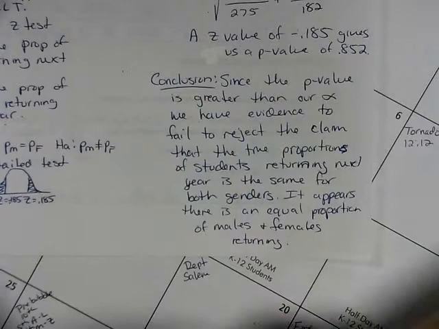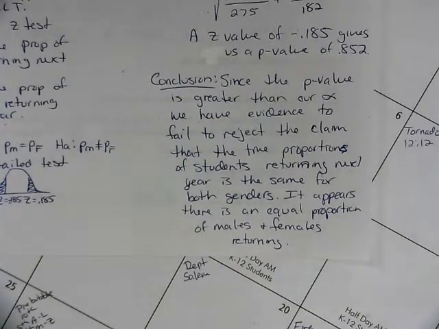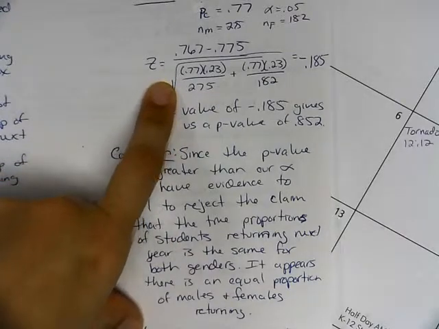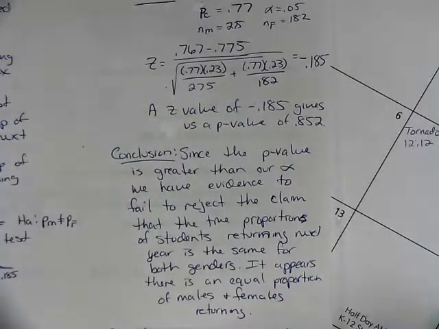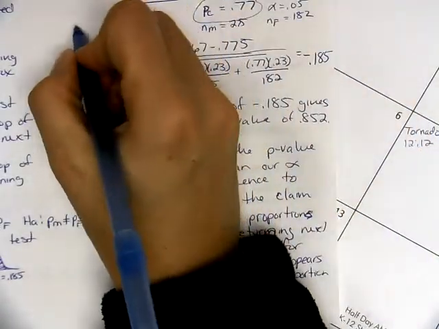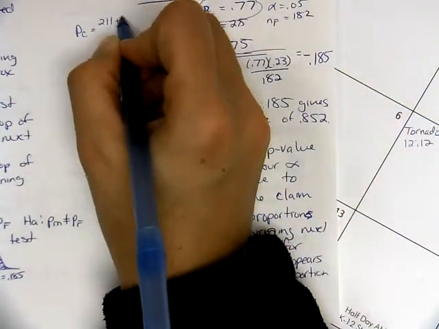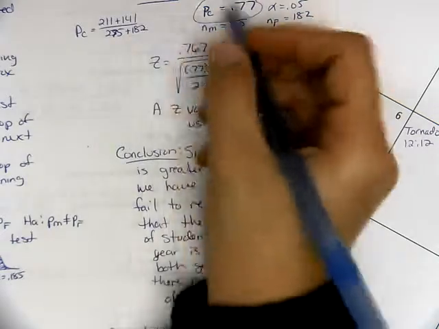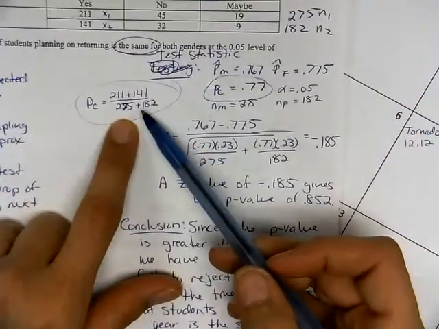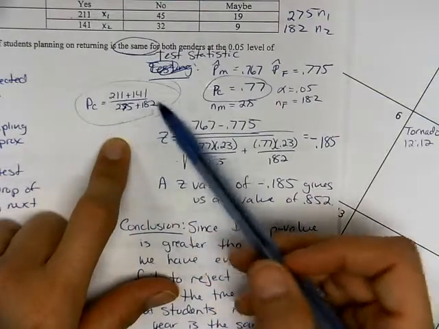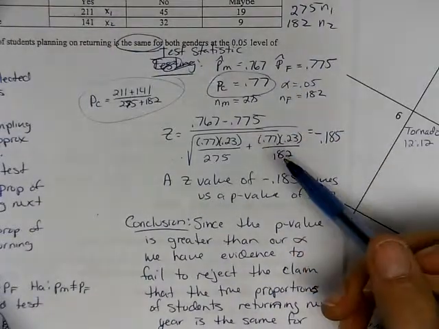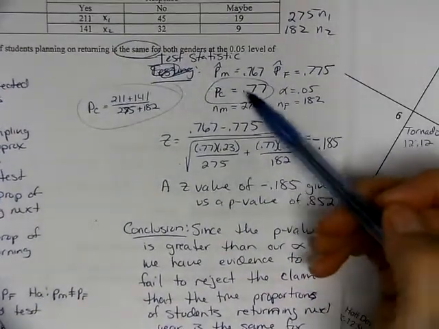Okay, questions? Like I said, you don't really need to know this until the test. It's not on the quiz. But it's weird because you've got to use P sub C. It's something different that we've never really done. You do have to give me P sub C. If you think about it, it's like 211 plus 141 over 275 plus 182. So all I'm doing is combining to make one big sample, and that's what that percentage is. Do you have to write out the P sub C for me? No, as long as you give it to me, you're fine.